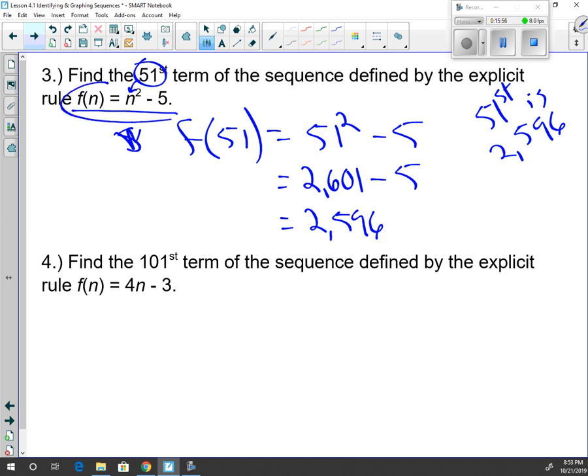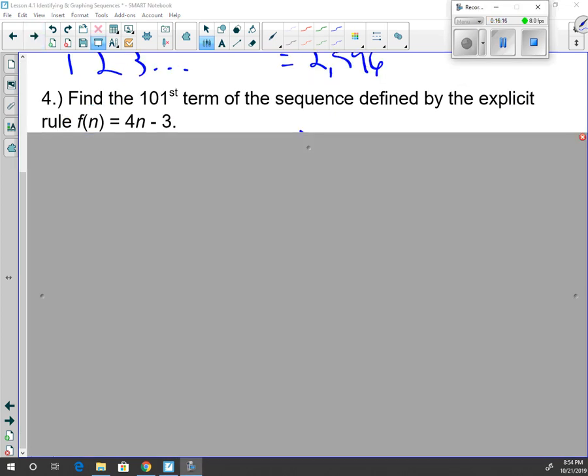So again, what was I doing? I was given an explicit rule, the rule that defines the first term, the second term, the third term, and so on. But I wanted to find the 51st, so I substituted 51 in for n, and I found out what it was. So go ahead and do the same thing for number 4. Please pause the video to allow students to work on that. All right, hopefully you guys had enough time to work on that.